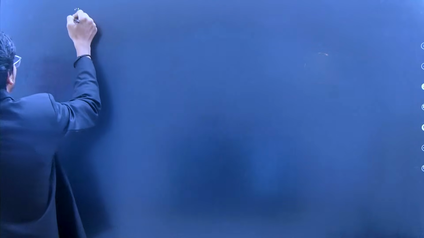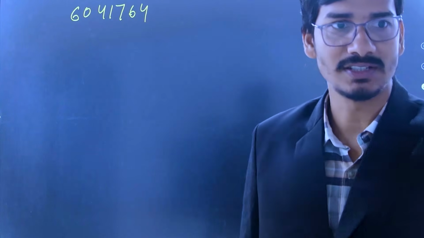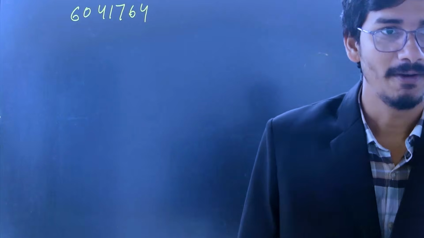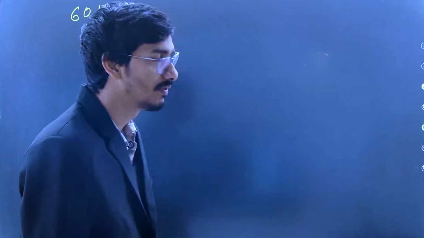So in the last class, I took a number to find the square root. Can you tell me the number, beta? What is the number I took in the last class? 604176041764. Yes.